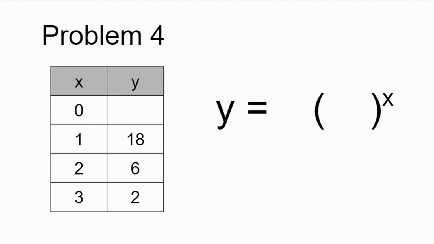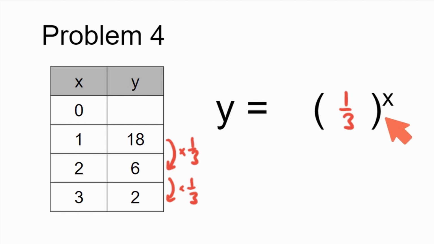Problem 4. Given this table, let's go ahead and write an exponential equation. Notice that here we don't have our initial value, so let's start by figuring out what the growth factor is. How can I move from 18 down to 6 and from 6 down to 2? Notice that to go from 18 down to 6, I'm multiplying by a third. A third of 18 is going to be 6. A third of 6 is going to be 2. So we know that our growth factor is going to be 1/3. And since we're repeatedly multiplying by a third, that's going to be the base of our exponent.